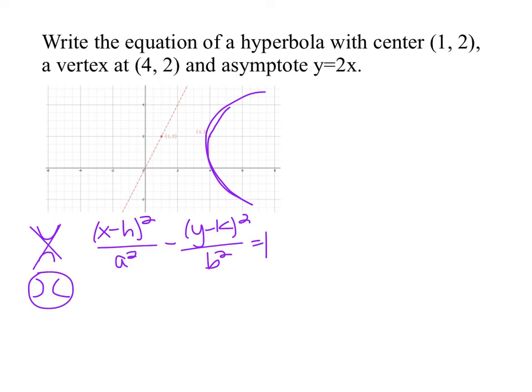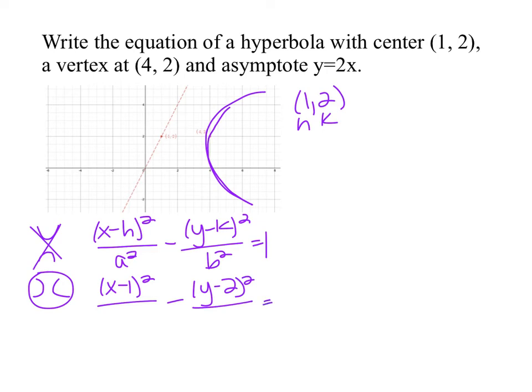So then from here, we just need to know our center. Oh, well, they gave that to us. Our center is 1, 2. So h is 1, k is 2. So we have (x minus 1) squared minus (y minus 2) squared equals 1.